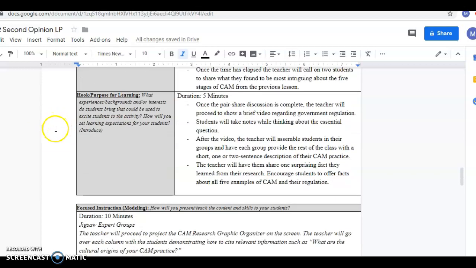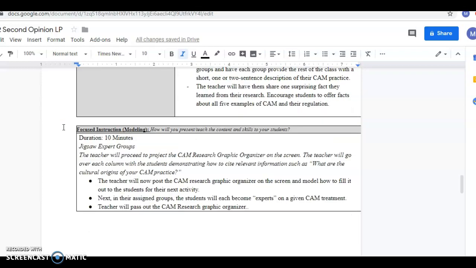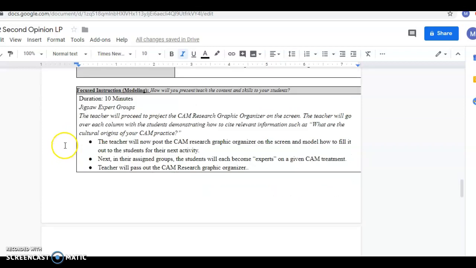Hook, we're going to have them watch a video regarding government regulation, which really gets them thinking about how CAM is being regulated within the United States and what that means for alternative medicine. So modeling, this is where I'm going to have them pair up into jigsaw expert groups. So each group is going to be required to become an expert on one of the CAM.